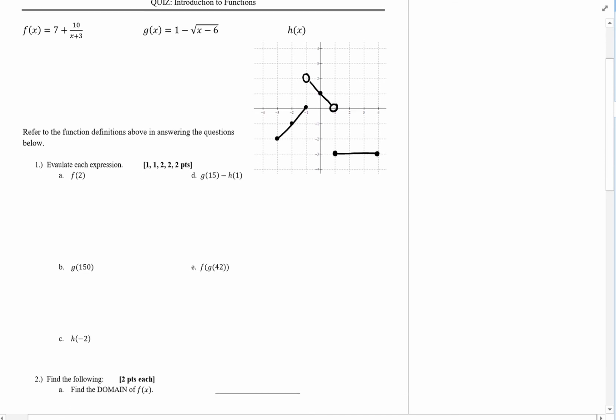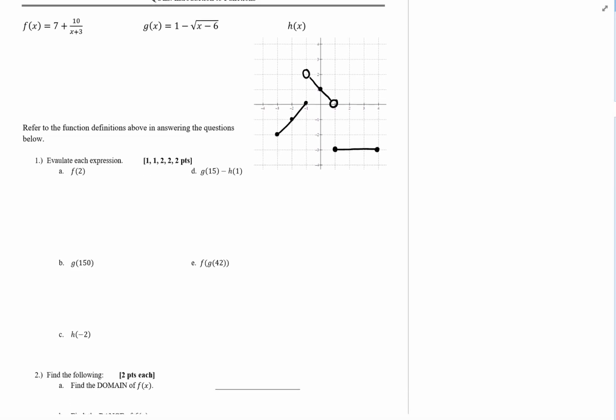Hopefully, I can see the function definitions also. All right, so it's starting by asking us f of 2. This, I think we know how to do. We're going to plug in 2 for x, right? It's asking us the value of f when x equals 2. So I'm going to plug in a 2 right here. Evaluate this. 7 plus 10 over 5, 7 plus 2. That's 9.